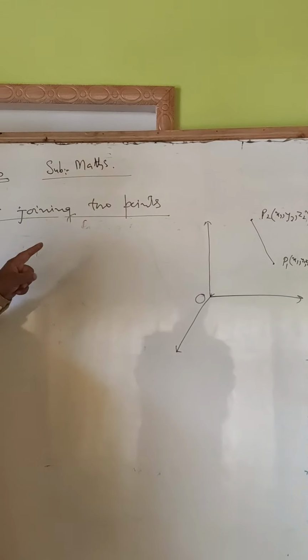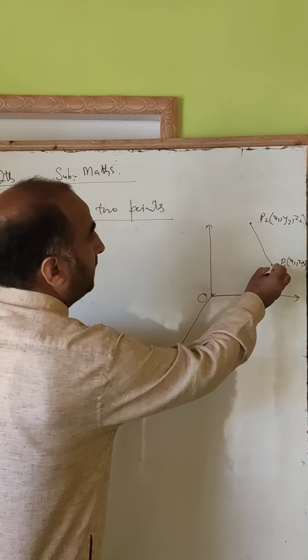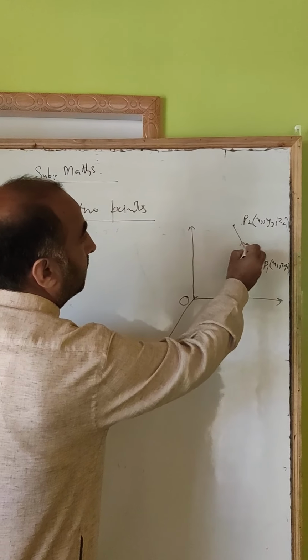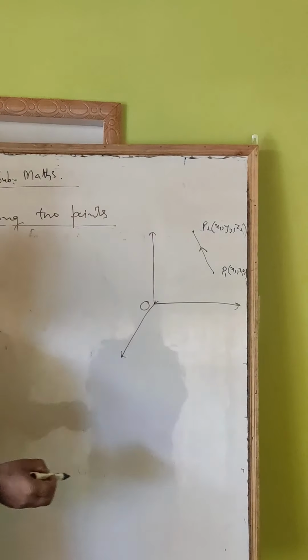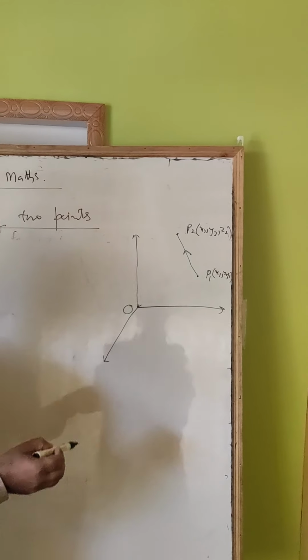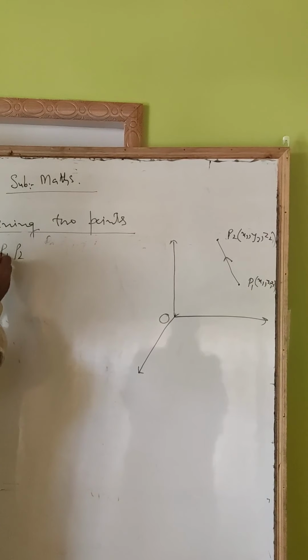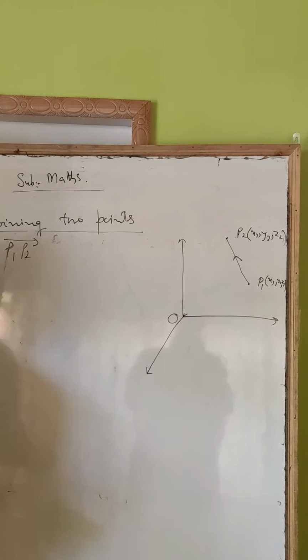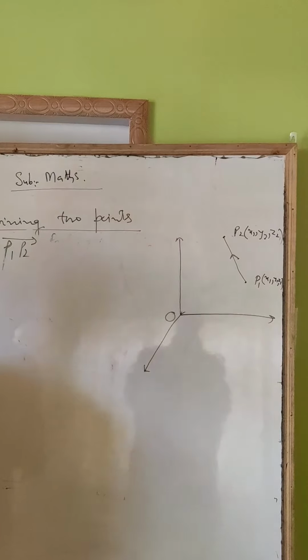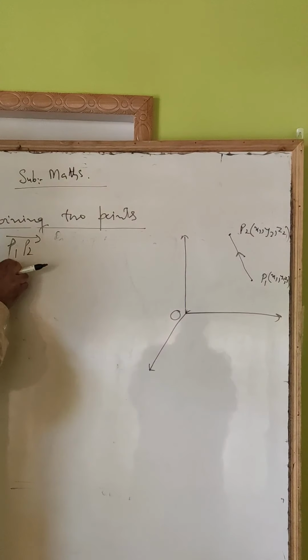Vector joining the 2 points, that will be this vector P1 P2 vector. P1, the vector which joins the points P1 and P2, that will be P1 P2 vector. Now, we have to find this vector P1 P2 vector.